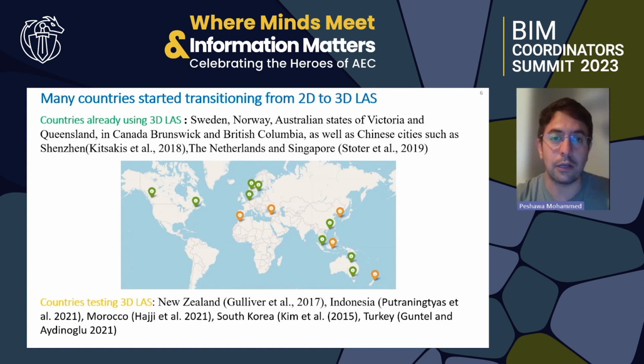The 3D LAS is not a new concept. Actually, several countries started implementing in their local cases. So on the map, you can see the green markers are countries that already implementing some sort of 3D LAS in their local cases. This includes Sweden, Norway, Australia, some Australian cities, some Chinese cities, the Netherlands, and Singapore. And the orange markers are the countries that are testing 3D LAS for their local cases. This includes New Zealand, Indonesia, Morocco, South Korea, Turkey, just to name a few.